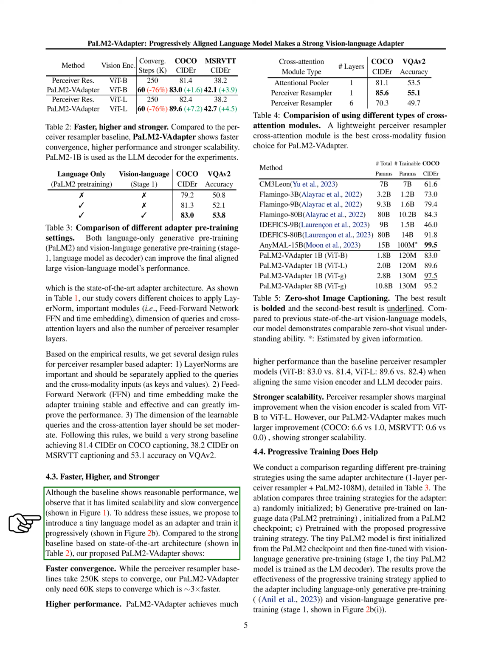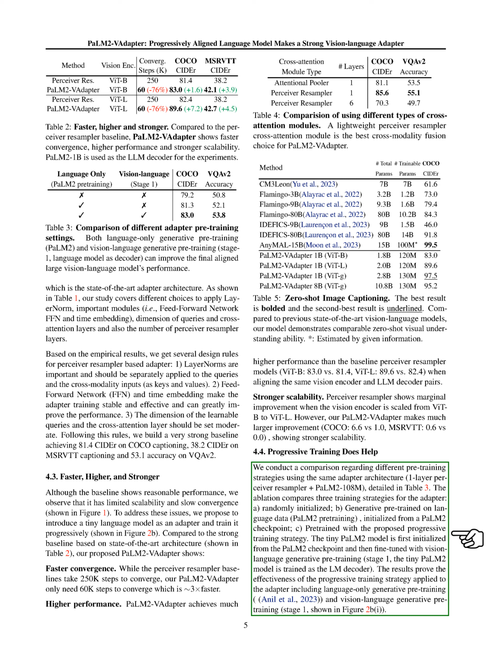Despite the baseline's commendable performance, we noticed its scalability and convergence speed were lacking. To tackle these issues, we introduced a tiny language model as an adapter and opted for progressive training. This approach led to our PaLM2-VAdapter outperforming the strong baseline in terms of faster convergence, higher performance, and stronger scalability.